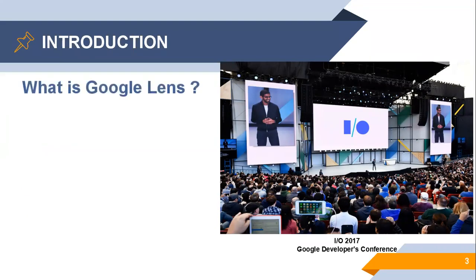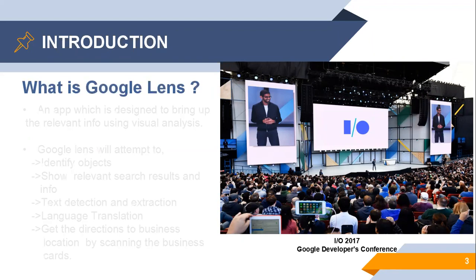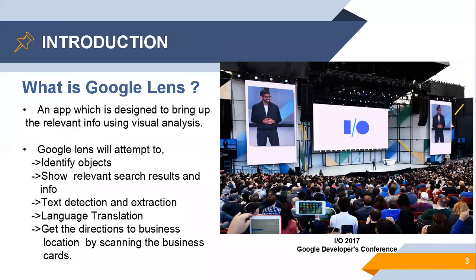So first, what is Google Lens? Google Lens is a visual analysis tool that is used to identify objects, provide information on that object, and take the relevant action. It is an app designed to bring up relevant information using visual analysis. The main operations of Google Lens are, first, to identify objects. For example, if we hold a book in a hand and place a camera in front of the book, it will tell which book it is, the author name, etc.